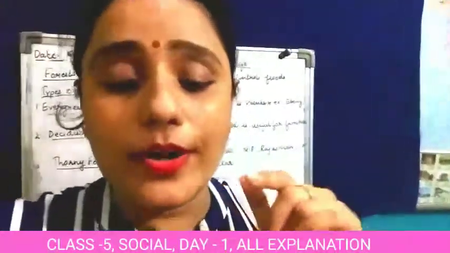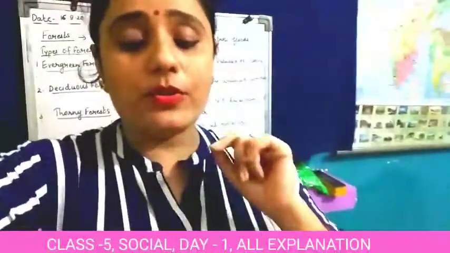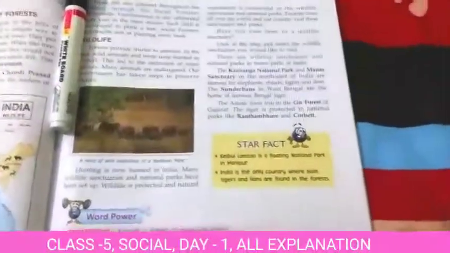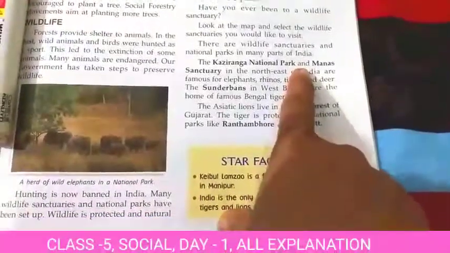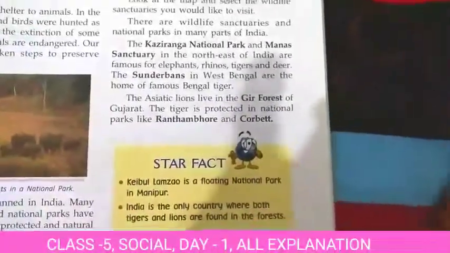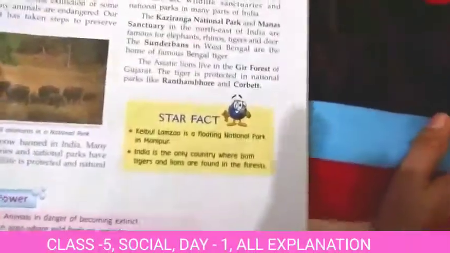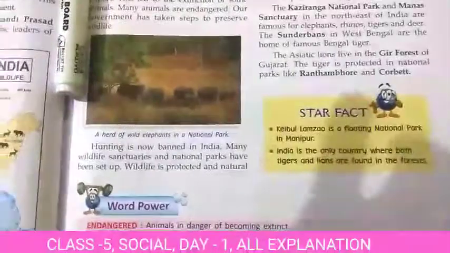Okay, students, I am going to show you the book. You just have to read in the book, like here, some important forests are there. Kaziranga National Park is there, and Manas Sanctuary is there. Gir Forest, Ranthambore, and Jim Corbett National Parks are there, students. All these are wildlife areas, where the animals and the forest are found. All right, students, now I have explained everything in the chapter.